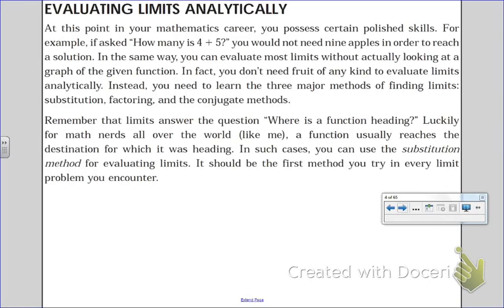So the first thing you should always do, whenever it says to evaluate a limit, like what's the limit as x approaches something of this function, the first thing you should always do is try to substitute the number in to figure out if it's an easy limit to evaluate. So at this point in your mathematics career, we can skip over that first part.